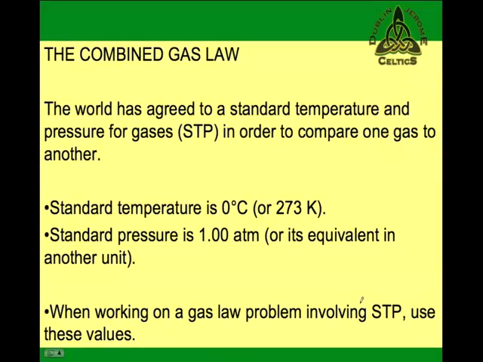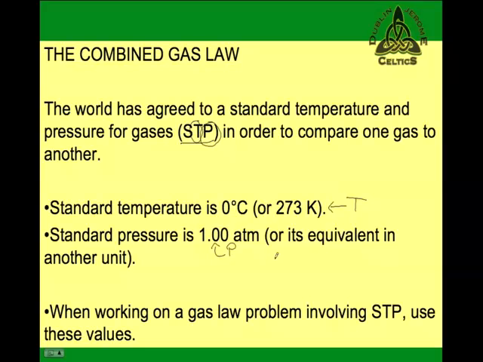All right. There's also a term we've already defined once, but let's look at it again, called STP. The world agreed to a standard temperature and pressure in order to compare one gas to another. And you can see the variables in the word STP. There's a temperature term and a pressure term. Standard temperature and pressure. The temperature term is 0 degrees Celsius or 273 Kelvin. The pressure term is 1 atmosphere, or its equivalent.